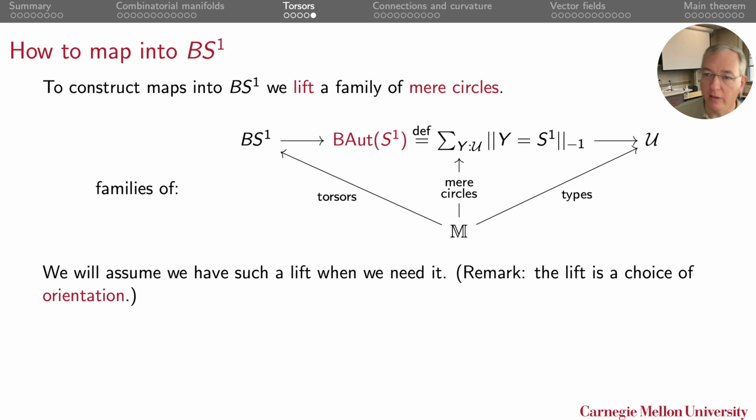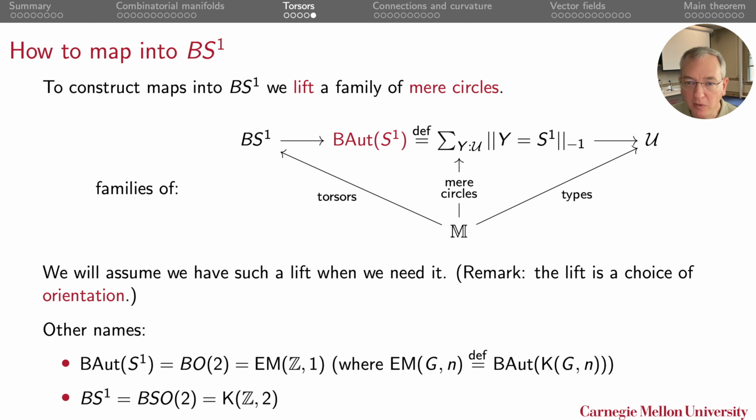So we can start there and have a family of circles and then think about or prove theorems about what it takes to lift that or prove that it factors through BS1. And we'll just assume during the talk here that we have such a lift when we need it. And in fact, in 2 dimensions, where the link is circles, it corresponds to a choice of orientation. Or in general, if we're mapping to some other family of mere circles that isn't meant to be the tangent bundle, some other family, again, that bundle can be oriented, and then it'll lift.